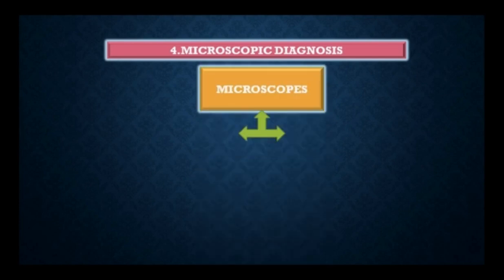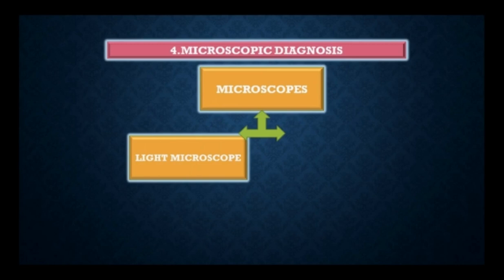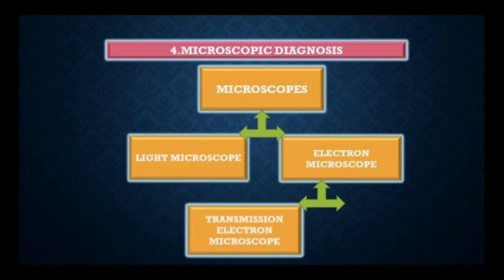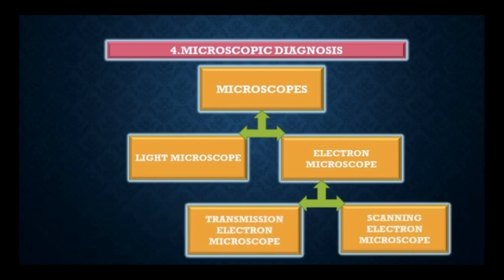Microscopy could be a quick tool, but the accuracy depends on the experience of the microscopist and the quality of the equipment. That's the most important point. There are two types of microscopes used in the aquatic system. The first one is called light microscope. The second one is called electron microscope. The electron microscope is again divided into two types: the transmission electron microscope and the scanning electron microscope.